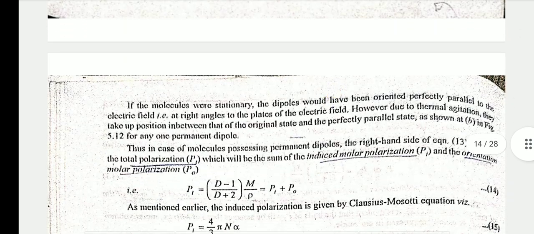If the molecules were stationary, the dipoles would have been oriented perfectly parallel to the electric field, that is, at right angle to the plates. However, due to thermal agitation, they take a position in between that of the original state and the perfectly parallel state, as shown at B in figure 5.12 for any one permanent dipole. Thus, in the case of molecules possessing permanent dipoles, the right hand side of equation 13 will give the total polarization, which will be the sum of the induced polarization and the orientation molar polarization.